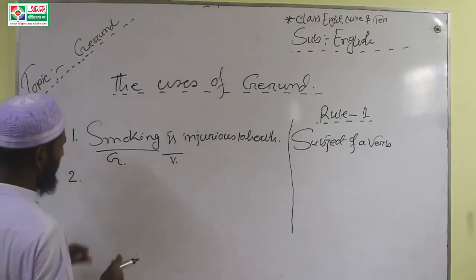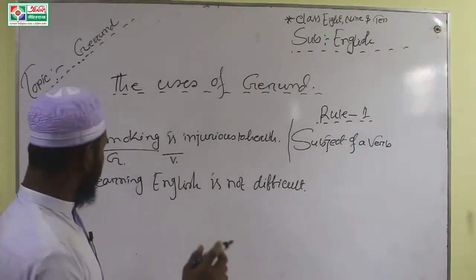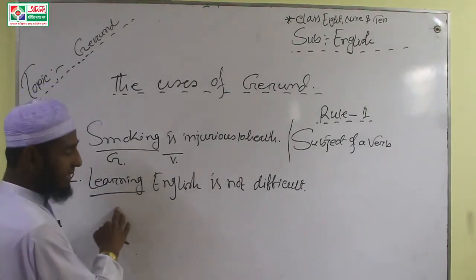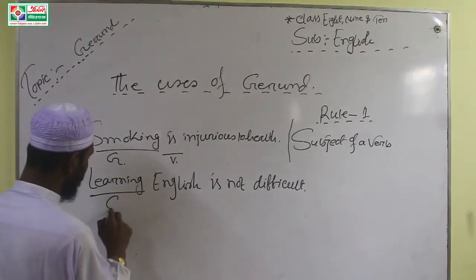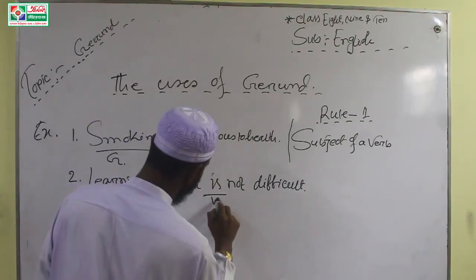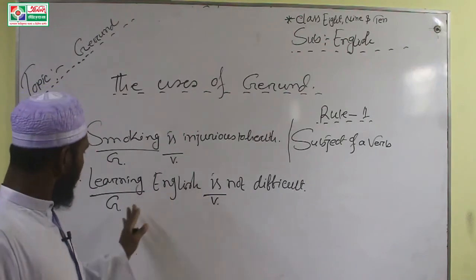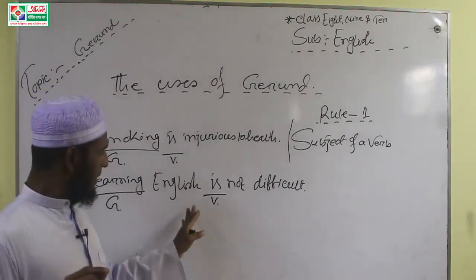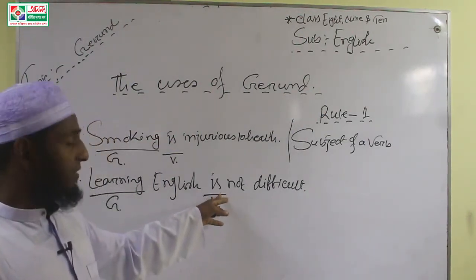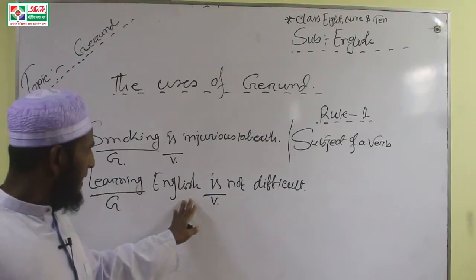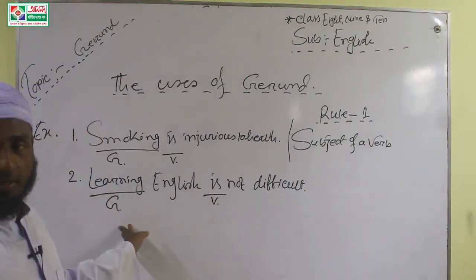Number two: Learning English is not difficult. Here learning is a noun, that means subject, that means gerund, and "is" is the verb. Look at the board. I have marked verb and gerund so that it will be clear to you what is verb and what is gerund. Gerund is not the verb, rather it is a noun.